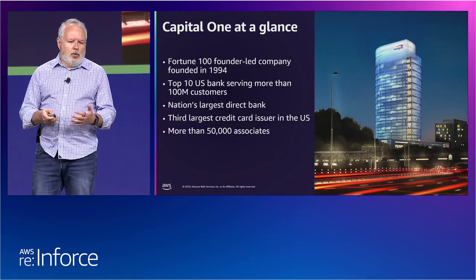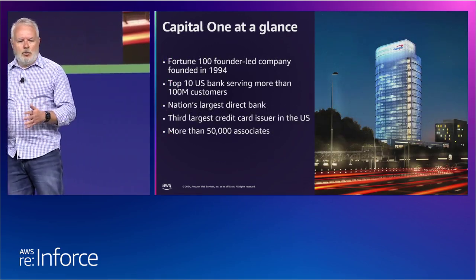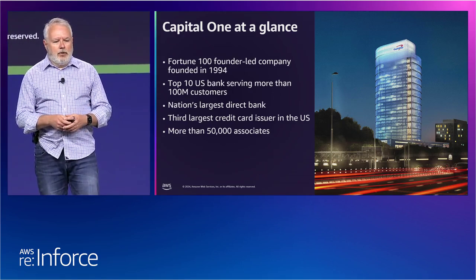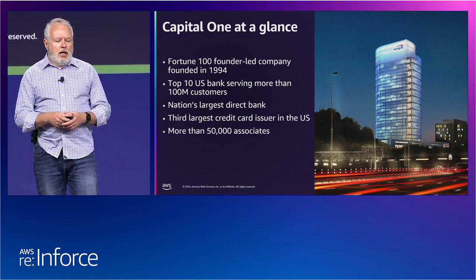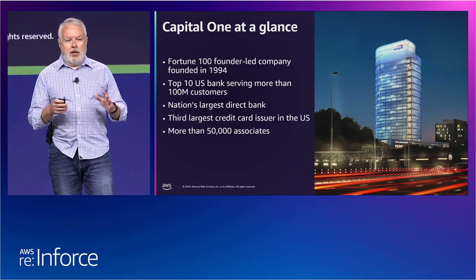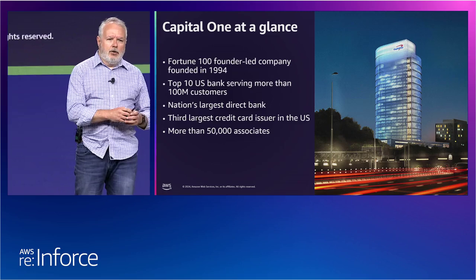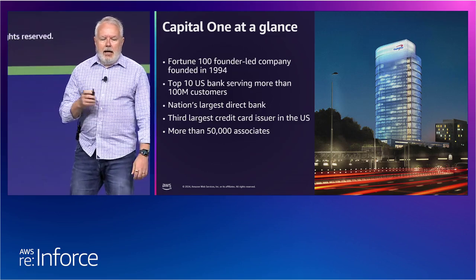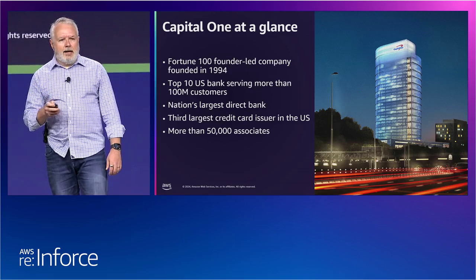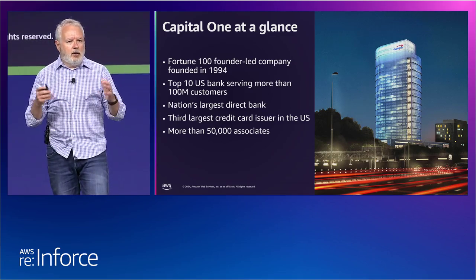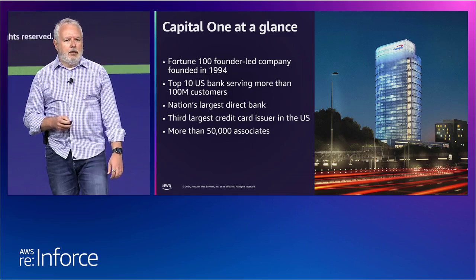A little bit about Capital One. We are a Fortune 100 founder-led company. We're now a top 10 U.S. bank with over 100 million customers. We have more than 50,000 associates, 12,000 of which are in technology roles, and another 5,000 are in what we call risk management. Our founding principle, going way back to 1994, is that data and technology can lead the way and allow even large companies to innovate and be nimble.